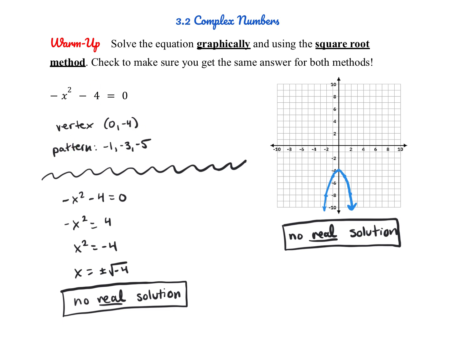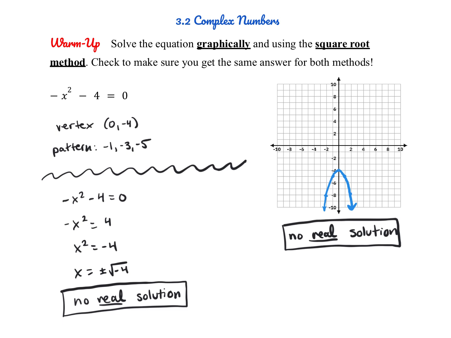Graphically, our vertex is at (0, -4), and we have a downward facing parabola. So you can see that this graph never crosses the x-axis and therefore has no x-intercepts, and therefore has no real solution. Algebraically, with the square root method, I isolated x squared and took the plus or minus square root of both sides. Again, there are no real solutions to this because you can't take the square root of a negative number for a real result.